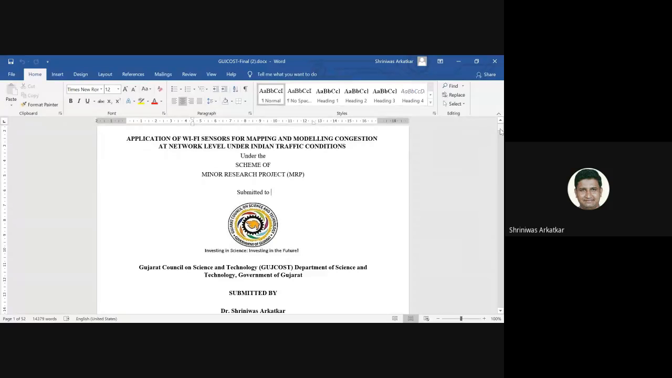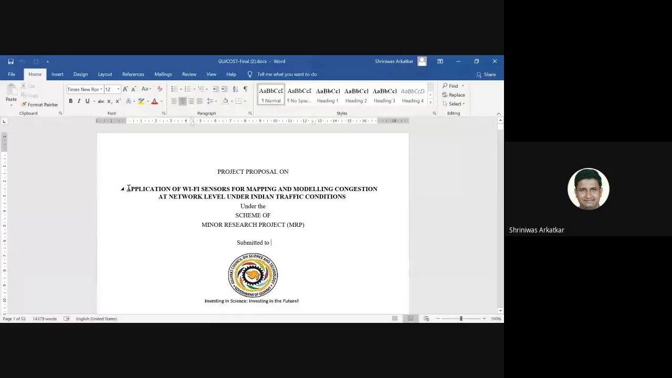So this is the cover page. Cover page should be neatly planned. And here you can see the title. Title should be very crisp, and I told you that it should carry clear-cut meaning: Application of Wi-Fi sensors for mapping and modeling congestion at network level under Indian traffic conditions. I hope that each and every person is very clear about this title. Even if you are not from transportation engineering, the area in which I work, I am sure that certainly you know the word application very well, Wi-Fi very well, sensors very well, right?